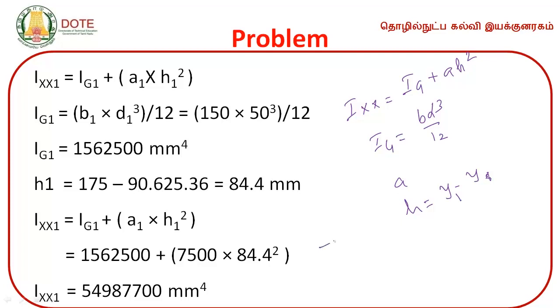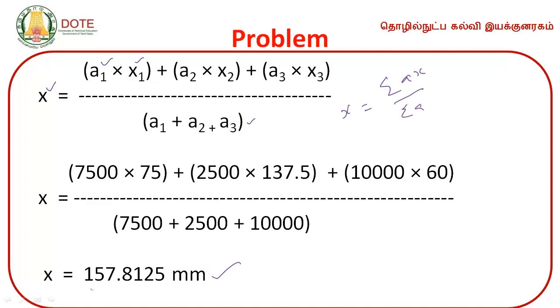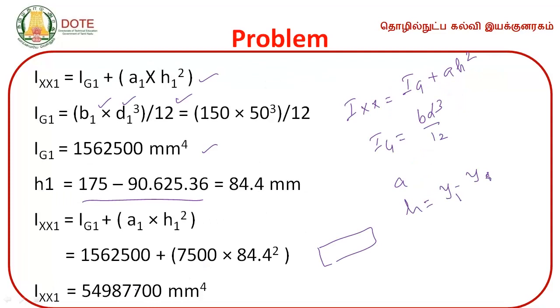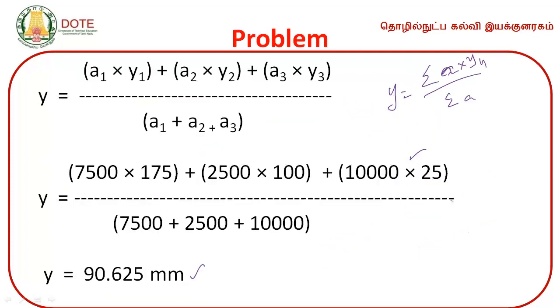The first section is the top flange. For the top flange, IXX1 is equal to IG1 plus A1 into H1 square. Substituting the values, IG is equal to bd cubed by 12, so we get the value of IG1. Then H1. Note that y is equal to 90.625.